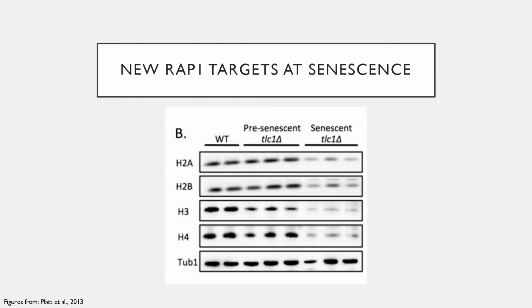Here, we see an immunoblot of whole cell extracts assaying for histone protein levels. We see that wild-type and pre-senescent cells have comparable levels of histone protein, while senescent cells show a dramatic decrease in the levels of histone protein. Rap1 has been shown to target and suppress genes that encode for core histones.